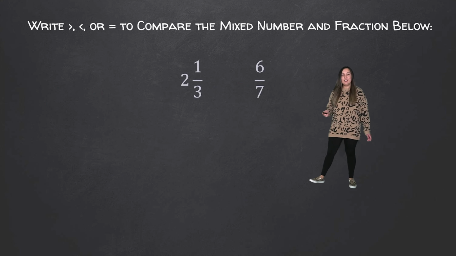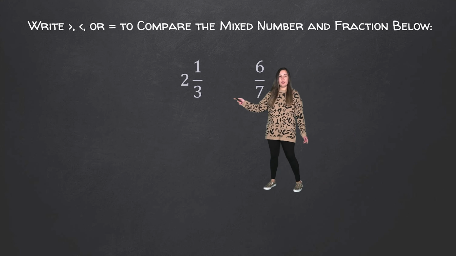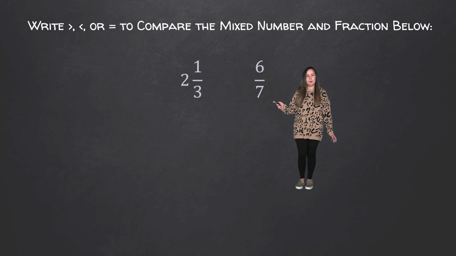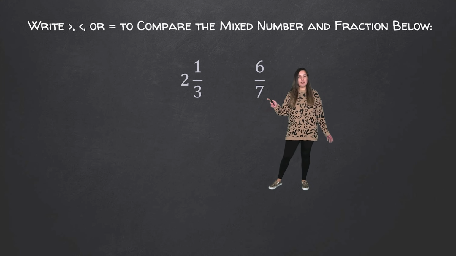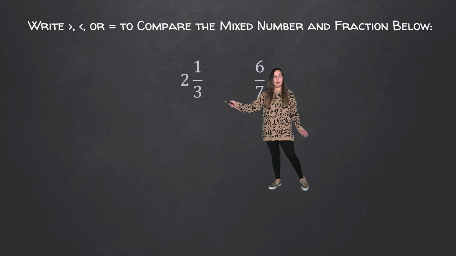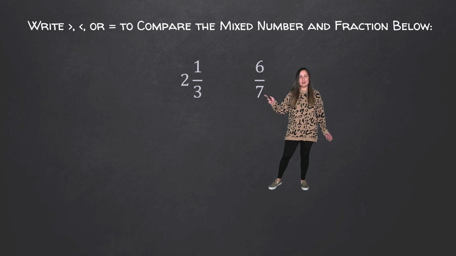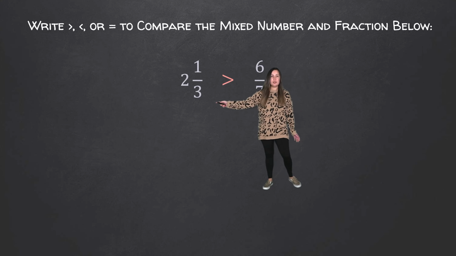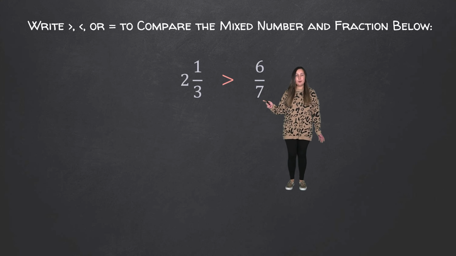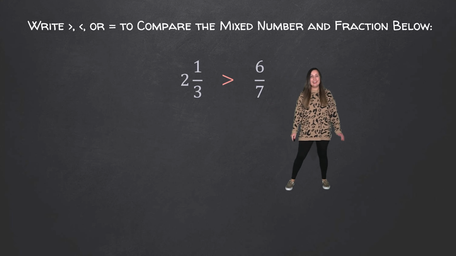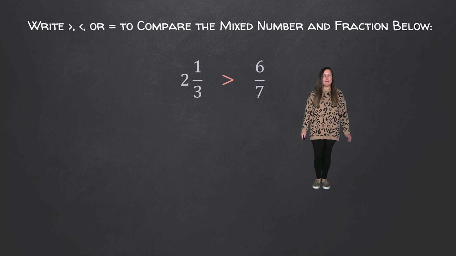All right, so finally we have 2 and 1/3 and 6 over 7. Notice that we have a mixed number here, but here we just have a fraction that's by itself. So because we have 2 and 1/3 and we're comparing it to just 6 over 7, this one is greater because we actually have a whole number here, whereas here we don't, making this automatically smaller and we don't have to change our fractions at all. And that's it for comparing mixed numbers.